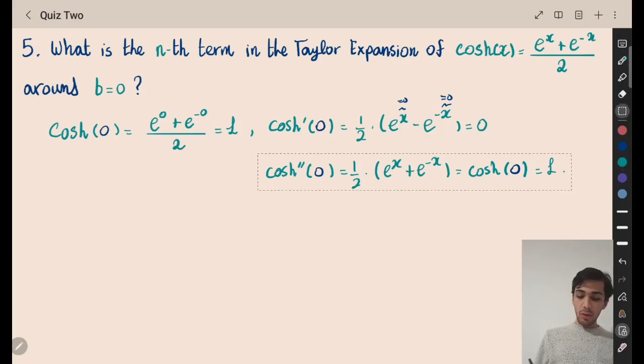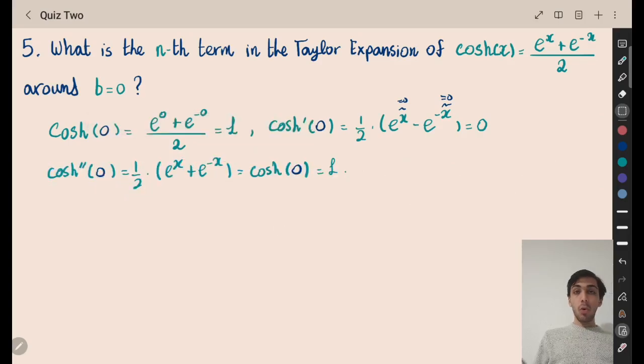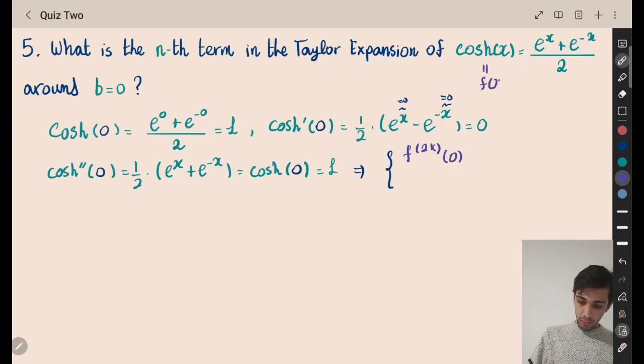So in principle, all even powered derivatives are equal to 1, and all odd powered derivatives are equal to 0. So these are our findings. So all even, let's say k, derivatives at 0 of our function, if I call this f, give me 1, and all odd derivatives at 0 are 0.